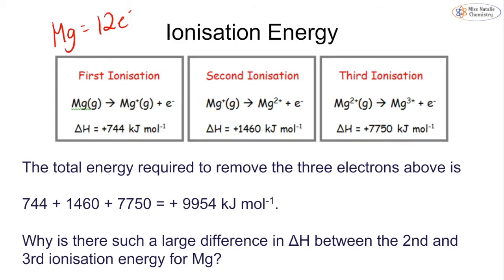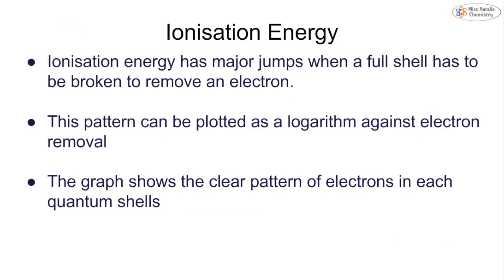7,750 kilojoules per mole. So what we notice here is that we get this huge jump in energy in order to remove the third electron from a magnesium. And again, this is a common exam question where we need to be able to explain why we have such a large jump here. And what actually happens when we get this large jump is it's because we're having to break into a full quantum shell, or we are going to a lower energy quantum shell.